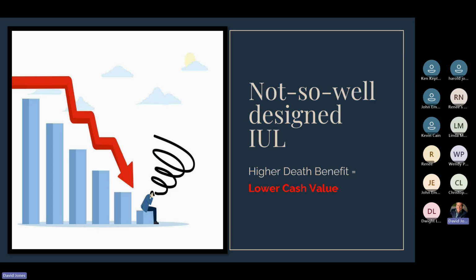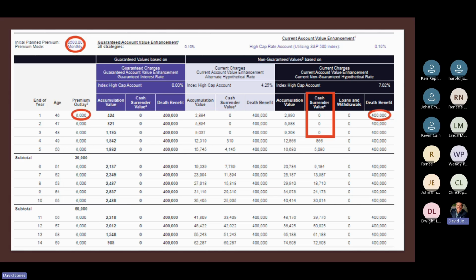So let's take a look at a couple different illustrations. This one is the bad design. You don't want to do it this way. Not good. Not so well designed IUL. This is the one if you do the higher death benefit and it gets you a lower cash value. So I hope you can all see this at least well enough.